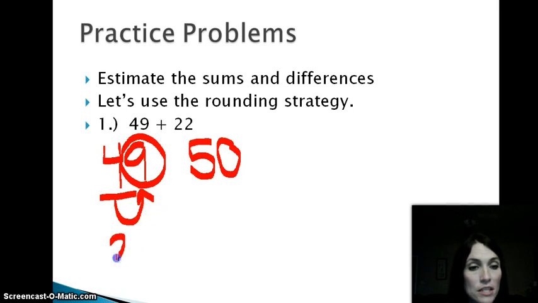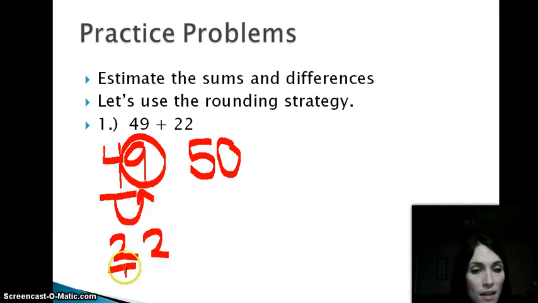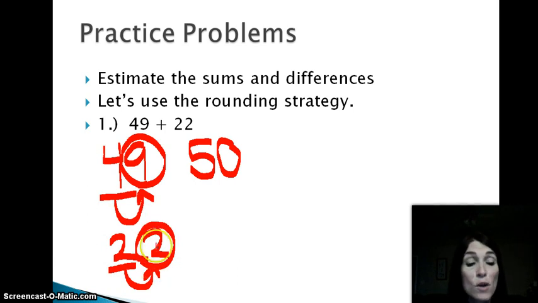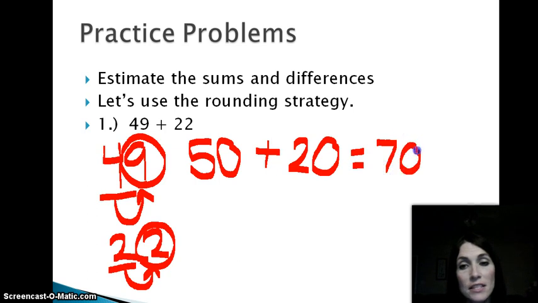Now let's look at 22. Same strategy that we've been working with. I look behind to the ones column. That is 4 or below, so I'm going to let the 2 go. And the 2 will stay the same. Everything behind it becomes zeros. And then I can very easily do the problem of 50 plus 20 in my head to get 70.